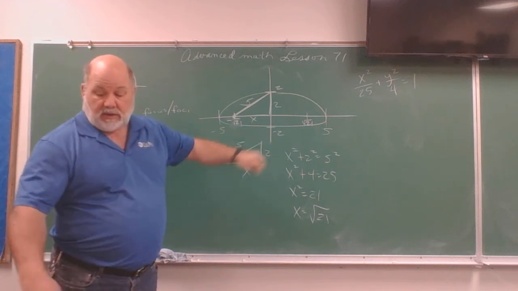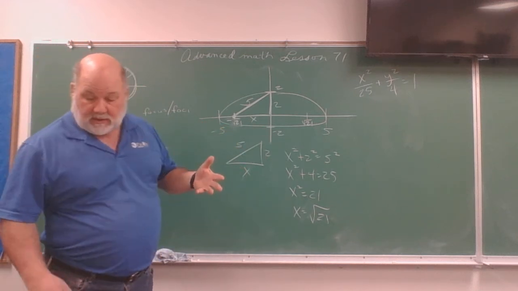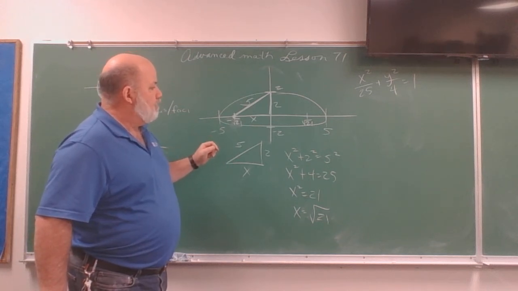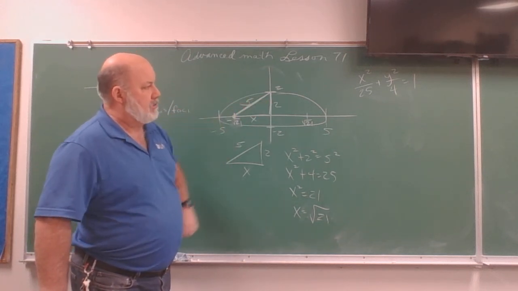All right. And they show that in your book. They give you the answer. They tell you that it's a positive and negative square root of 21, and a height of 0. And they also give you the equation.